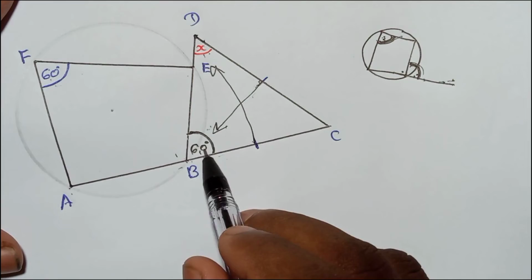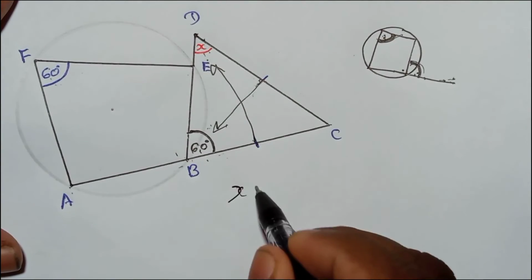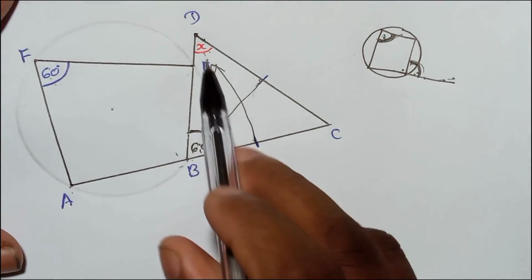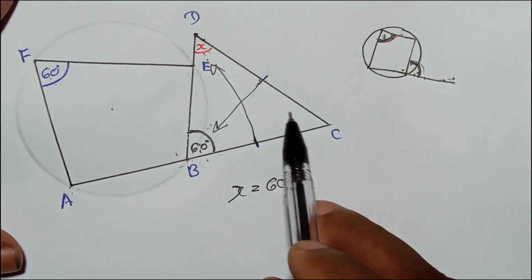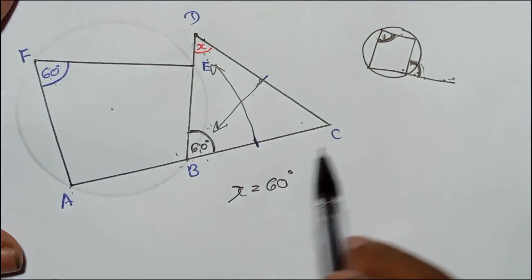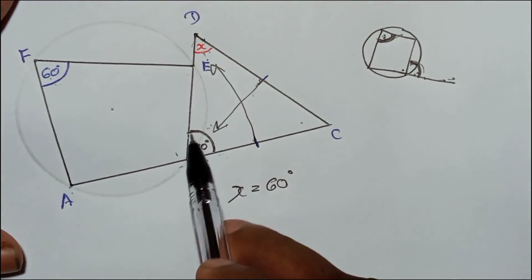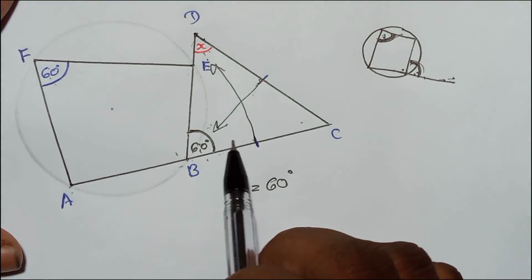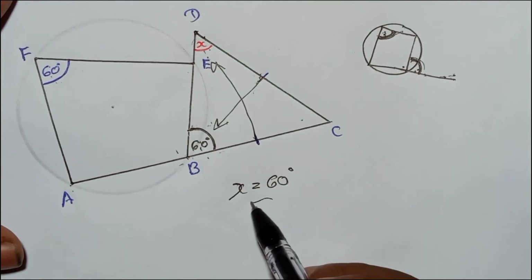So if this is 60, this is also 60, so x equals 60. And that means if this is 60, this is also 60, definitely this is also 60. That means actually this is not isosceles, this is an equilateral triangle, right? But we don't need to think that much. Here we need to get only the x value, no? So here x equals 60 degrees.